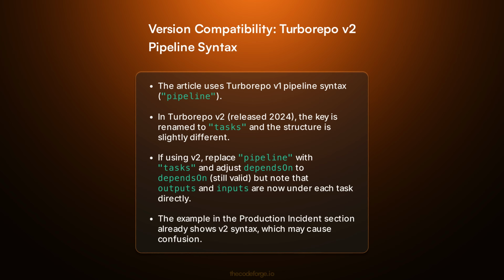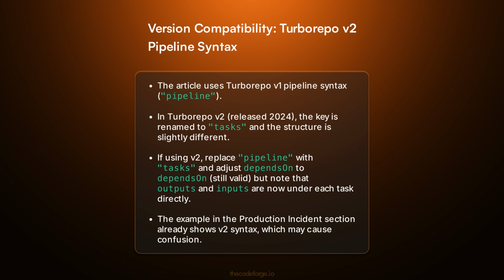In Turborepo v2, released in 2024, the key is renamed to tasks, and the structure is slightly different. If using v2, replace pipeline with tasks and adjust dependsOn, still valid, but note that outputs and inputs are now under each task directly. The example in the production incident section already shows v2 syntax, which may cause confusion.